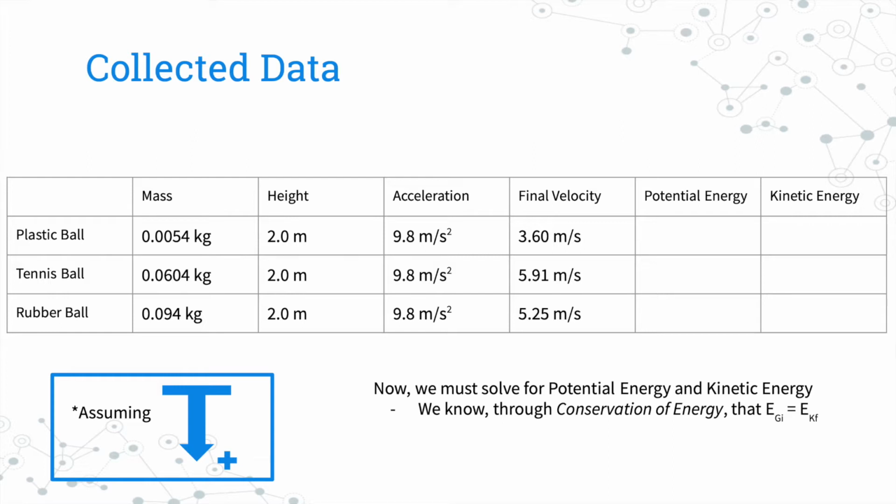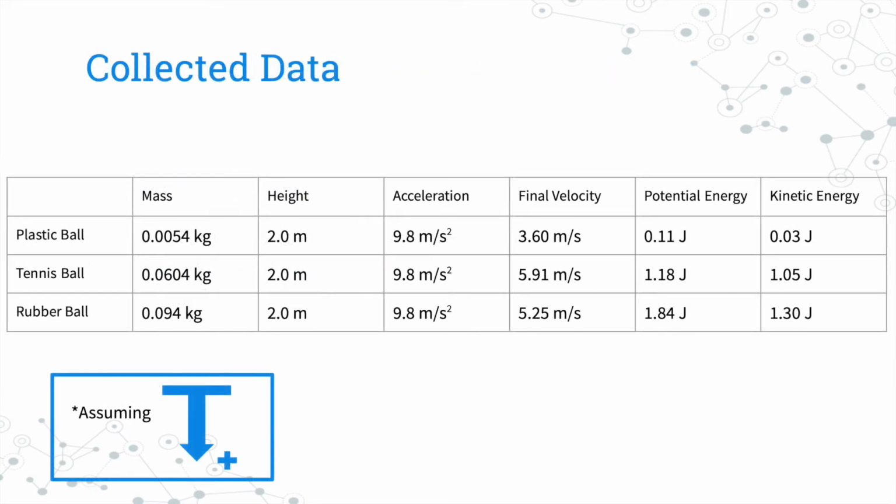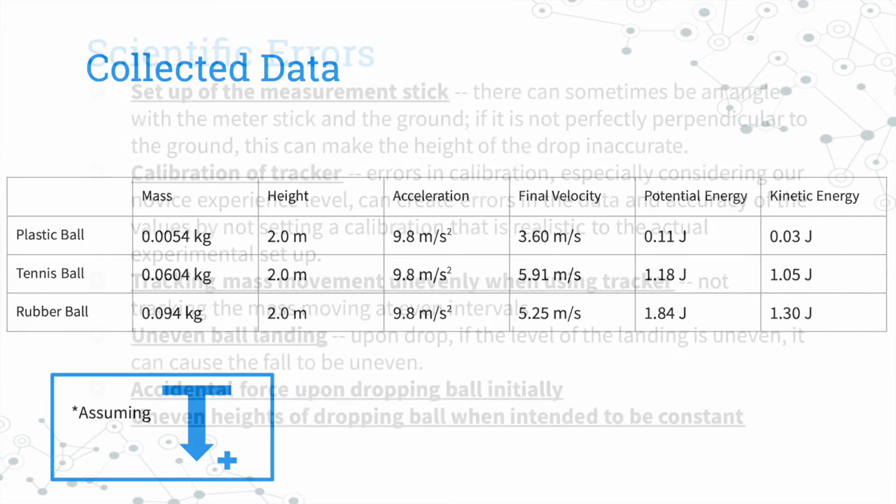We know that through the conservation of energy, the initial gravitational energy must equal the final kinetic energy. In order to solve for the different energies, we simply plugged in both our measured and known values into the kinetic and gravitational energy equations and hoped to see that gravitational energy and kinetic energy would be the same. As shown in our data, the potential energies and kinetic energies of the 3 ball drops were generally similar, and we can deduce that the differences can be attributed to errors in our calculations.